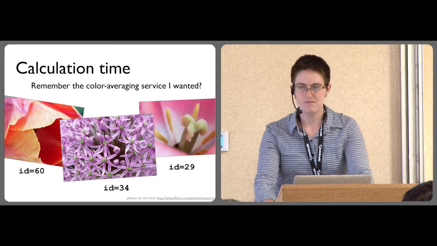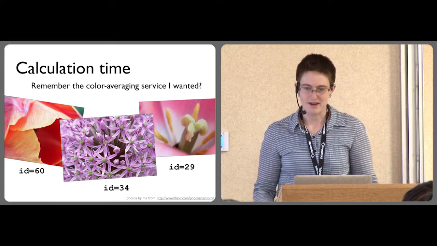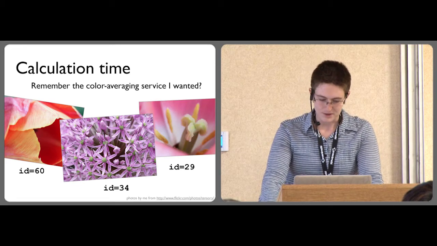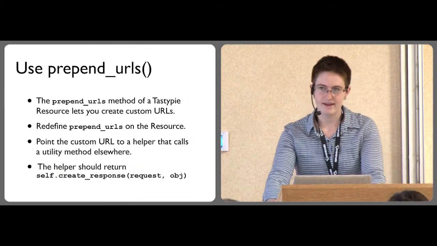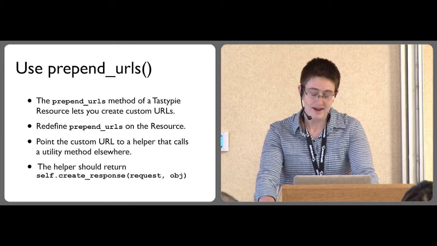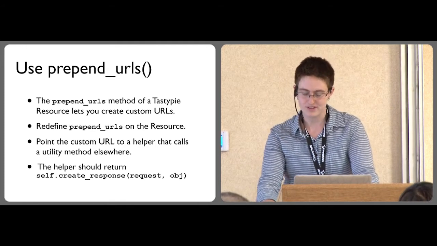OK, so I'm most of the way done, but I still don't have that color averaging, paint mixing calculation service that I wanted. So these are the images that I wanted to upload. I've got IDs 60, 34, and 29. And how am I going to do this? I'm going to go back into my API.py file, and I'm going to redefine a Tastypie method called prepend URLs.